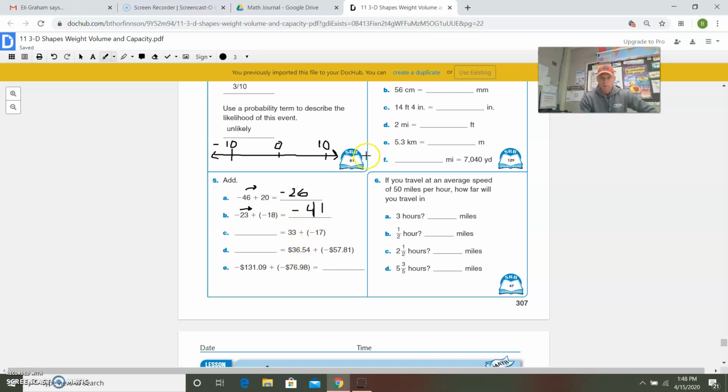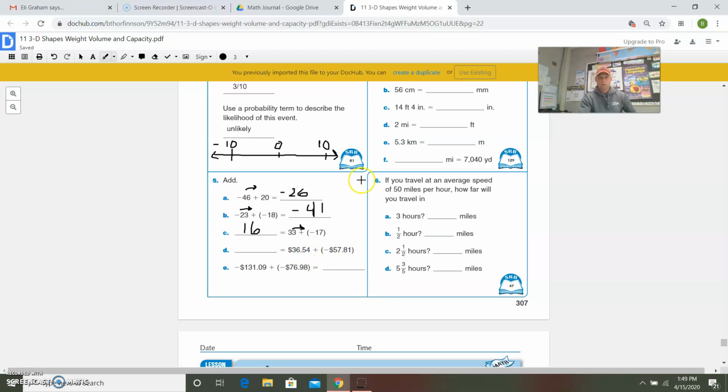This one, we're starting at our positive 33, somewhere way over here. We're going to face our positive numbers, so again, we face this way. But if you're facing that way, a negative number tells you to walk backwards. So if we're at 33 and we walk backwards 17 steps, we're still going to be at a positive, a positive 16.